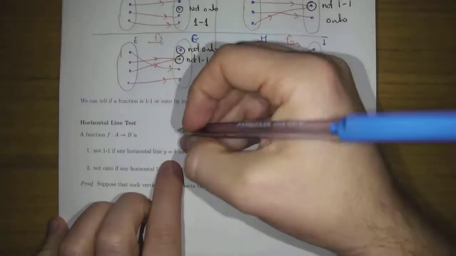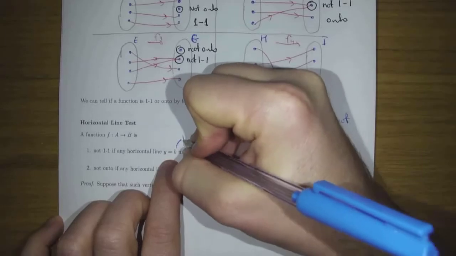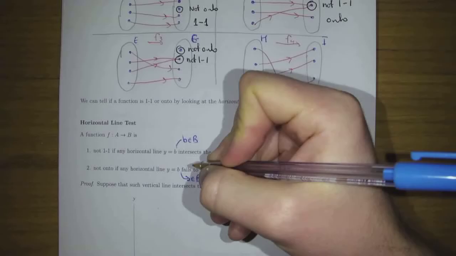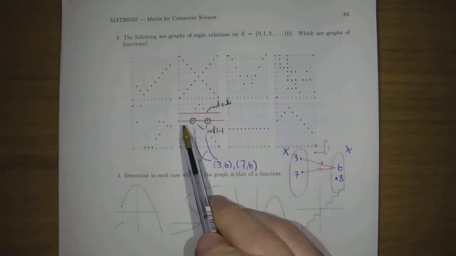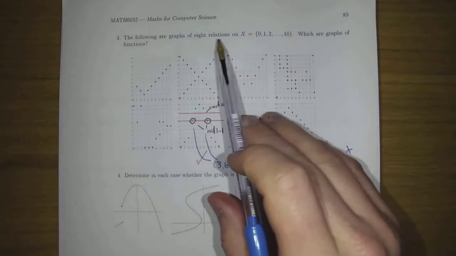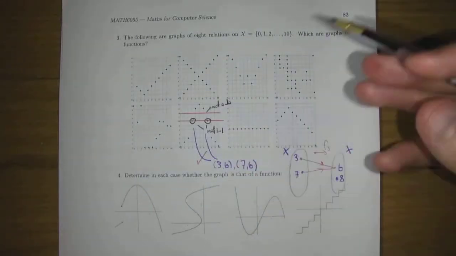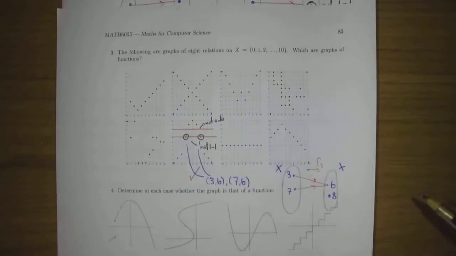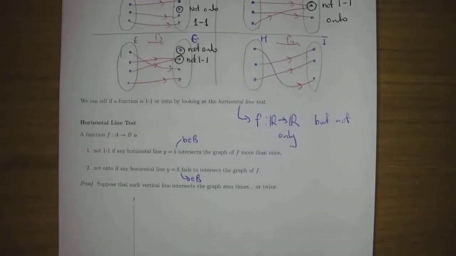Now one thing that's important is that this b be in B. There's no point drawing a horizontal line, say at 6.5, because these are relations on X, so they're in X times X, so they're from X to X. 6.5 is not in the codomain, so it doesn't matter.